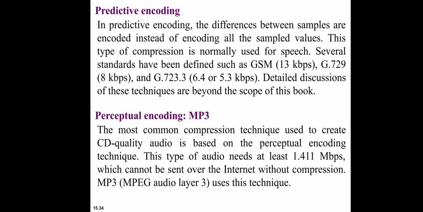In the perceptual encoding compression technique, it is used for CD quality. For this they will need some 1.411 megabits per second.